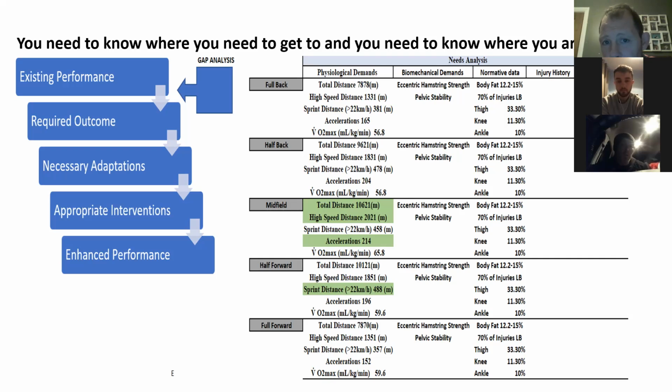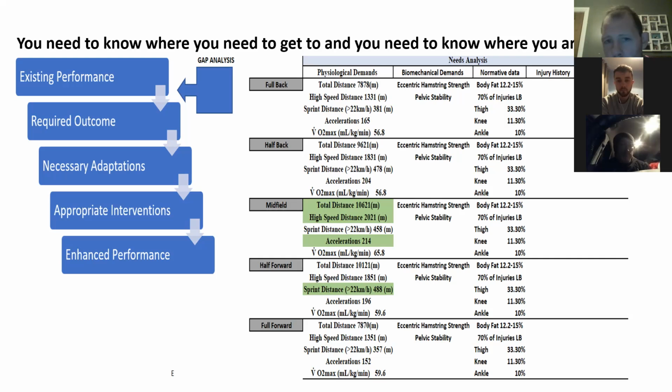You're going to have a high speed distance of in around 1300 meters. That's anything over 17 kilometers an hour. Then you're going to have a sprint distance, which is anything over 22 kilometers an hour, of 381. You're going to have a lot of accelerations, right? And the VO2 max at Division 1 intercounty level with these players is about 56.8, right?